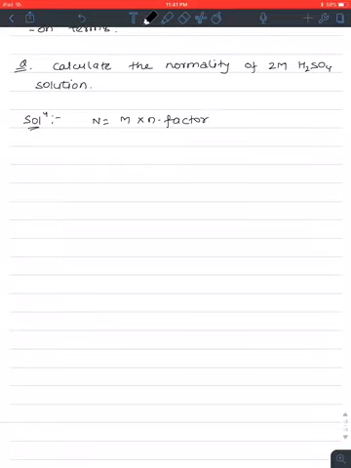And what is the n factor for H2SO4? H2SO4 is an acid, and for an acid the n factor is its basicity. Basicity is what? Replaceable hydrogen ions. And how many replaceable hydrogen ions? 2. So the n factor for this is equal to 2. So ultimately normality will be what? Molarity is 2 into n factor, which is 2. So normality is equal to 4N. Clear? So let's do another question.